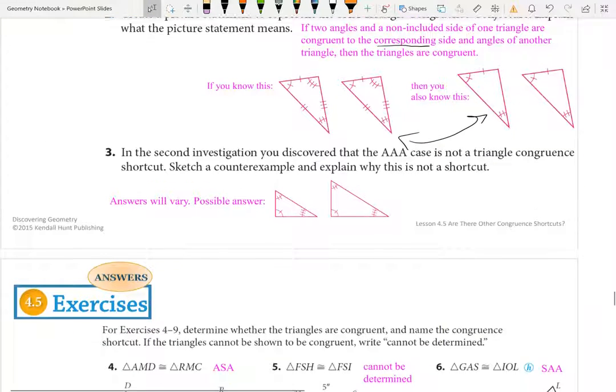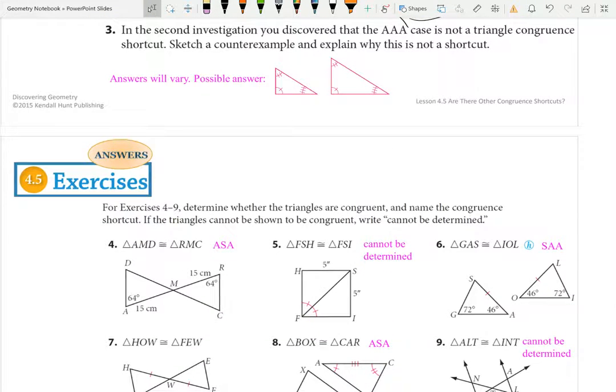Number 3, in the second investigation, you discovered that the AAA case is not a triangle congruent shortcut. Sketch a counterexample and explain why this is not a shortcut. Well, here we have two triangles that have the same angles, but they're different sizes, so they're clearly not congruent to each other.